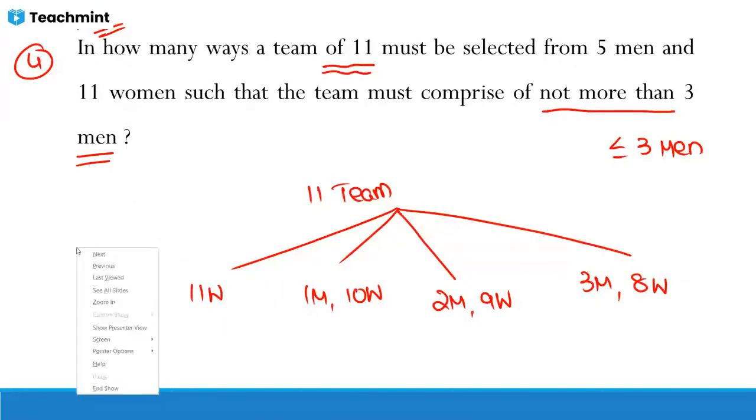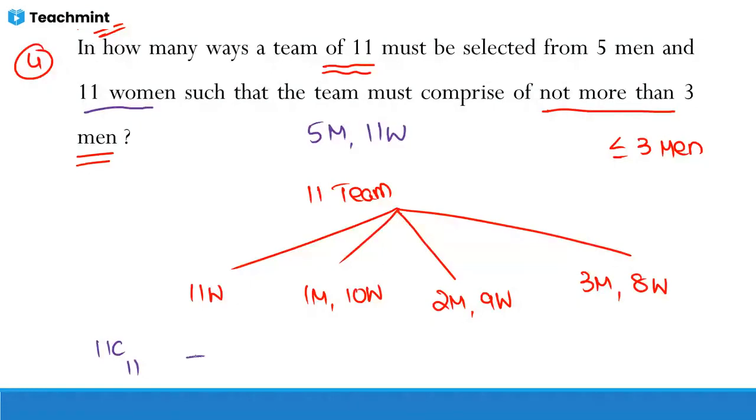Okay, so now guys, the calculation is a big task. 11C11: 11 women are there, you need 11. So the team here is 5 men and 11 women. Next one, you can directly write the value also. Some people are doing so. 11C11 means 1, nCn means 1, superb. Then you need 1 man and 10 women. Next one, 2 men and 9 women. Next one, 3 men and 8 women.